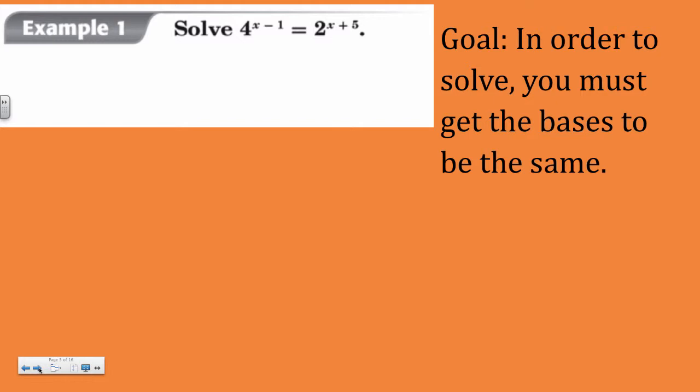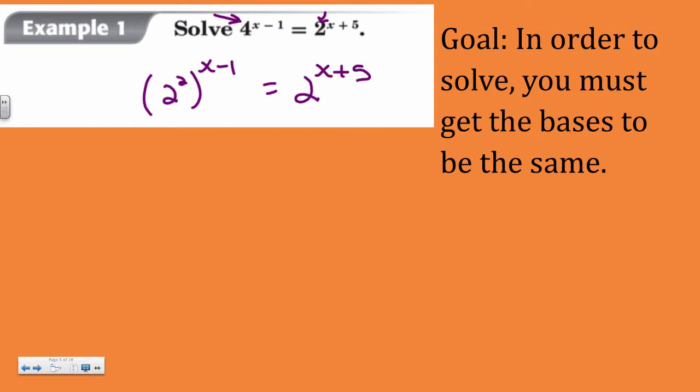So the first thing we need to do is get these bases to be the same. You'll see that this one's 4 and this one's 2. We need them to be the same. So what we do is we look for the smallest base that both of them can be raised to powers to. In this case, 4 can be written as 2 squared. So I'm going to rewrite this first expression on this side as 2 squared raised to the x minus 1 equals 2 to the x plus 5.